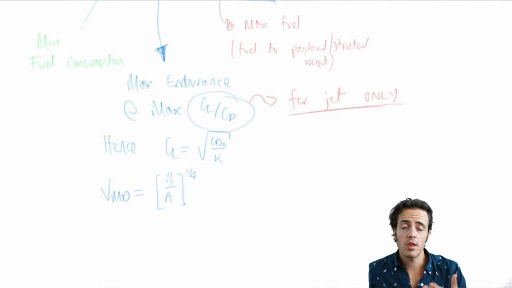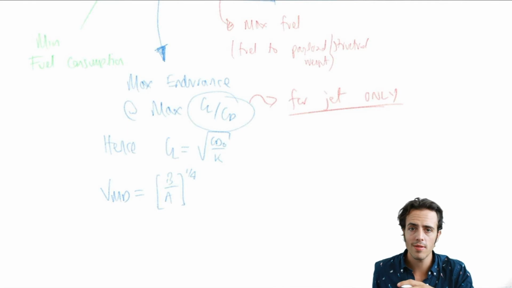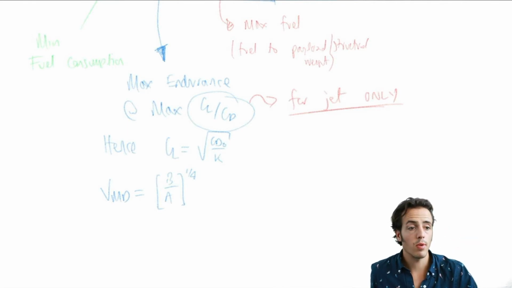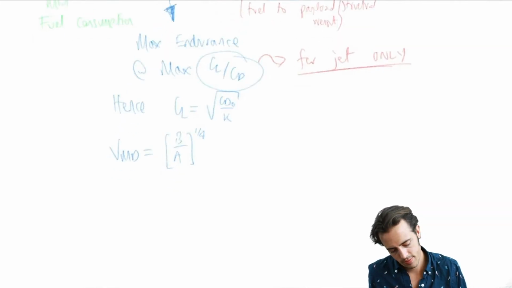Okay, so that gives us the endurance, and that's the condition for which the aircraft can stay in the air the longest. It doesn't necessarily give us the maximum range, so we want to think about how we can determine the range of our aircraft.